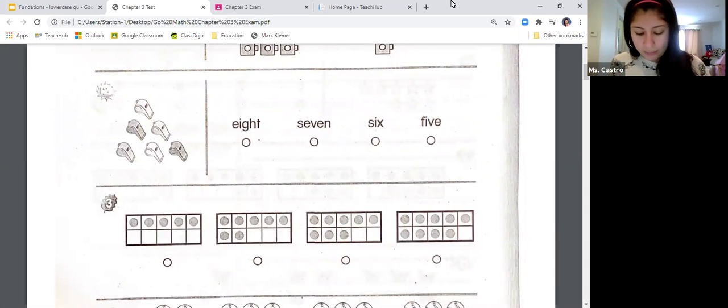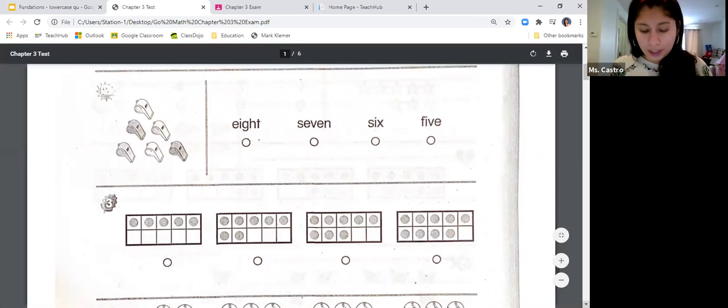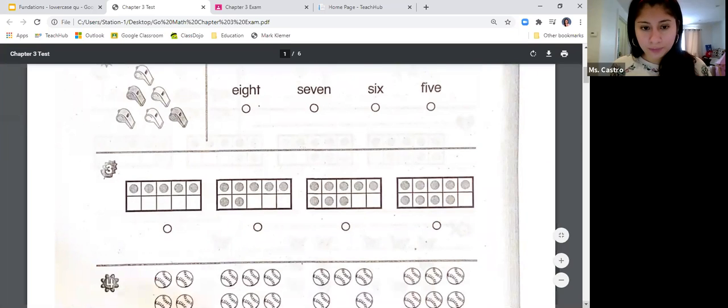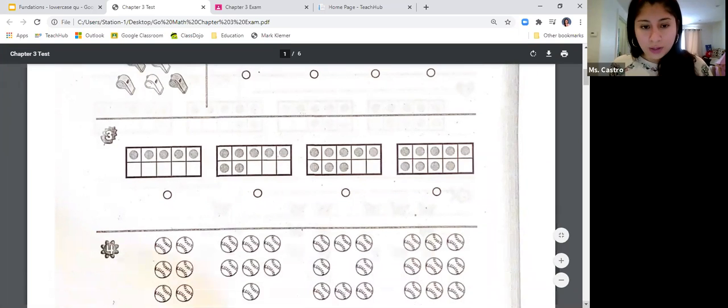Okay. Next question, number 3. Mark under the set that models a way to make 9. So simply look at the 10 frame, look at the counters in the 10 frame, and look for the one that shows you 9. Feel free to label them, or if you want, just make sure you count slowly because the dots are small. So just take your time if you're counting, okay? Next page. No, sorry, next question.